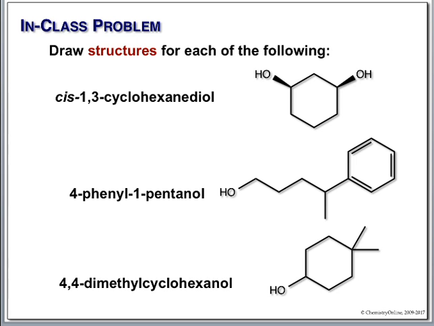No, it could be anywhere around the ring. You could put them both back, you could put them both forward, but they both have to be on the same side. That's cis. Do we have to show stereochemistry for the dimethylcyclohexane? No, you don't, because there's a plane of symmetry. Methyl's up and down, so it doesn't matter.